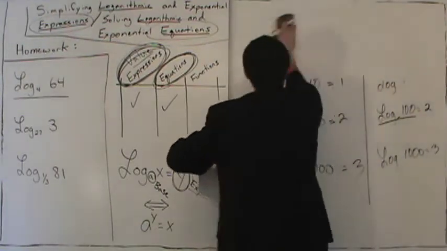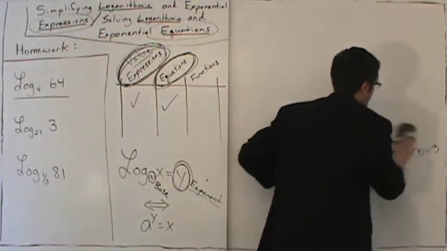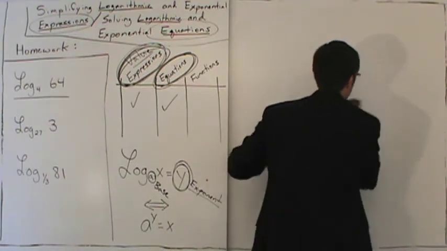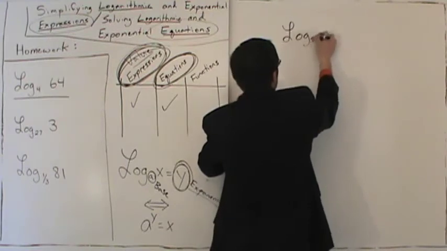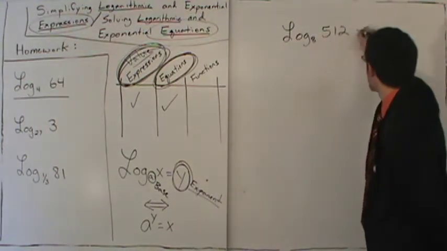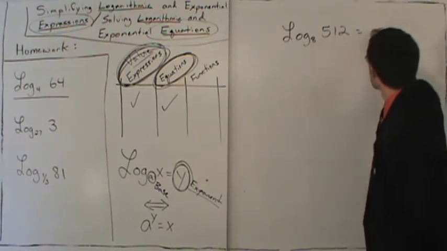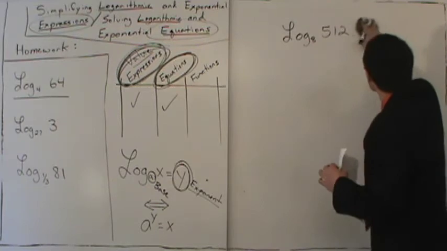There's only 3 problems for homework tonight. That was just a little exercise to get you guys thinking in terms of log expressions. And I want you guys to get to the point where you can look at this problem, log base 8 of 512, and you say, 8 to what power is 512? Well, the answer is 3. 8 cubed is 512.